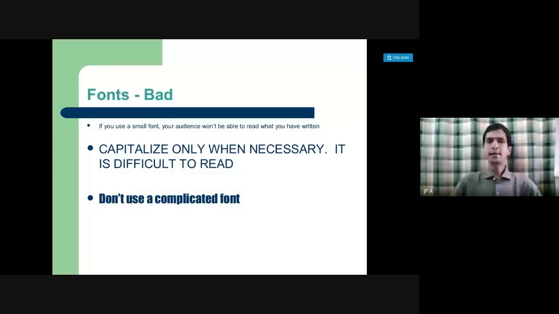So use standard fonts. What are the standard fonts? Standard fonts are Times New Roman, Arial, etc. Or some other fonts which come with particular slide designs, we can use them because they have been tried and tested, and after that they have been brought out. So never use any complicated fonts.